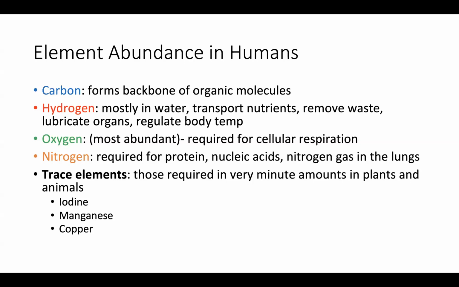But there are others that, while they're not found in great abundance, are still necessary. We refer to those as trace elements. Define this term trace elements in your notes. We're talking about those elements that are required in very small, very minute amounts in plants and animals. They're still required, although only in very minute amounts. So we have elements that are in great abundance, we know what those are, and then we have those that are only required in small amounts. We call those trace elements.